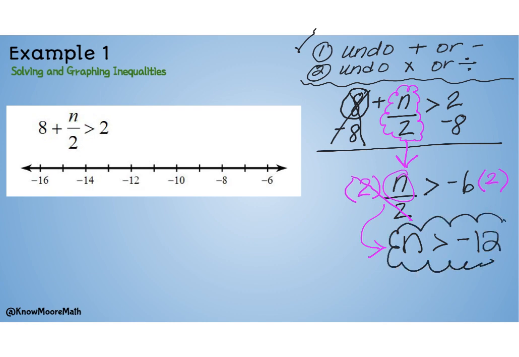Now, I did not need to flip the inequality symbol because recall, the rule tells us that we only flip it if we multiply or divide by a negative number. Well, we multiplied by positive 2, so it was not necessary.